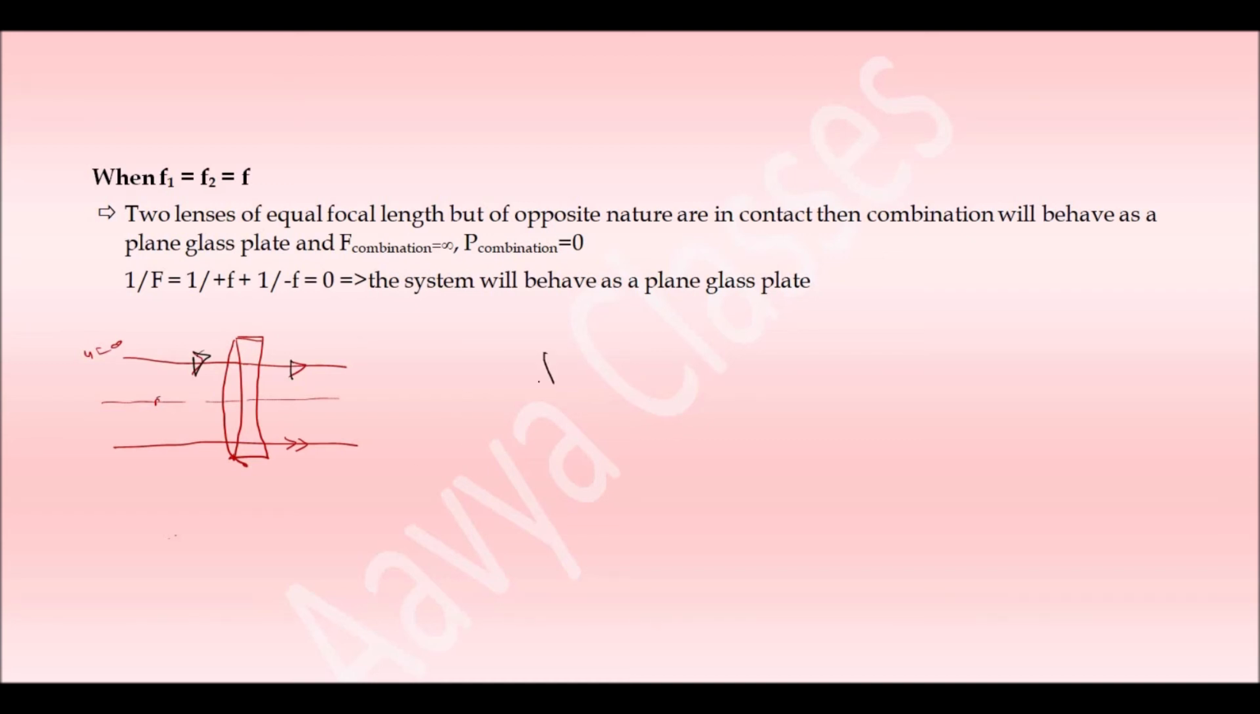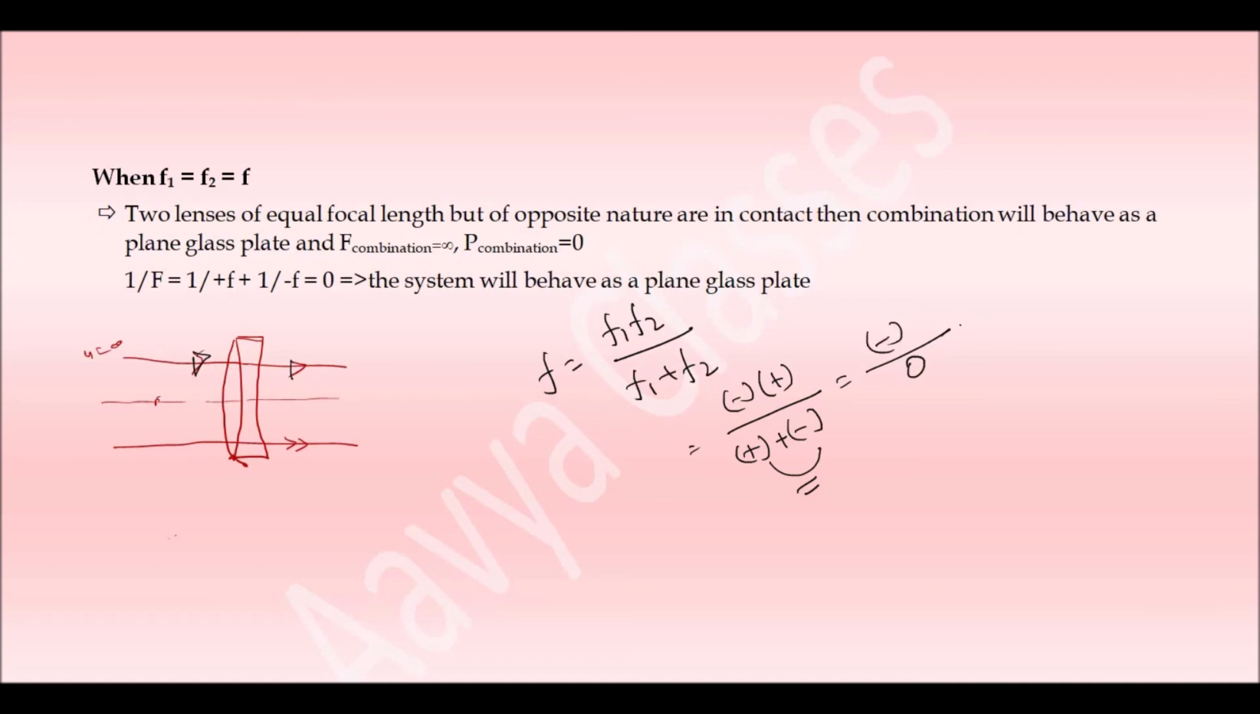If you see this equation, F is equal to F1 F2 divided by F1 plus F2. As F1 and F2 are equal in magnitude but opposite in sign, in the numerator we have minus times plus, and in the denominator we have plus and minus, and these two are equal and cancel. So in the denominator we have a term equal to 0, and in the numerator we have a negative quantity, so clearly it is equal to infinity. So F equivalent is equal to infinity and power equivalent is equal to 0. This is the case when the system behaves as a plain glass plate.